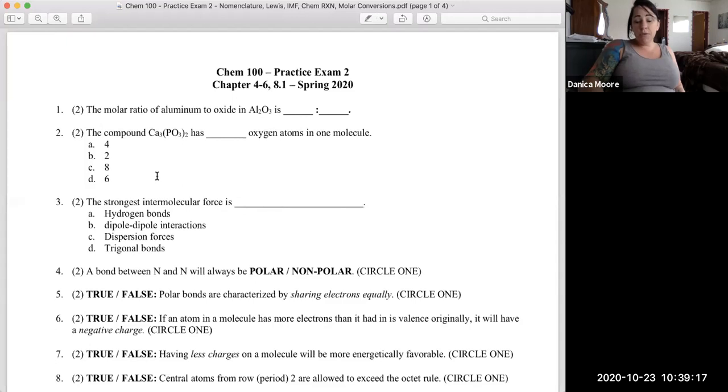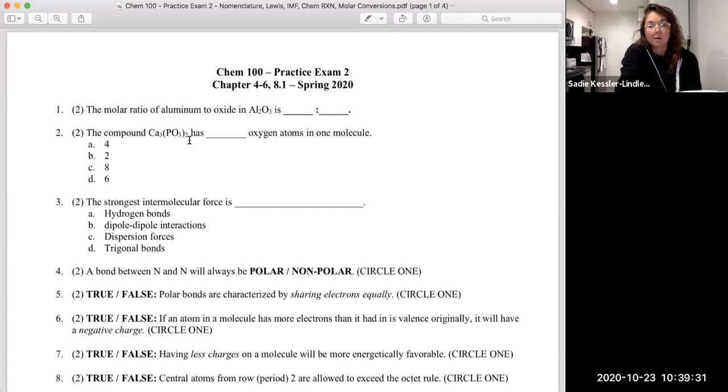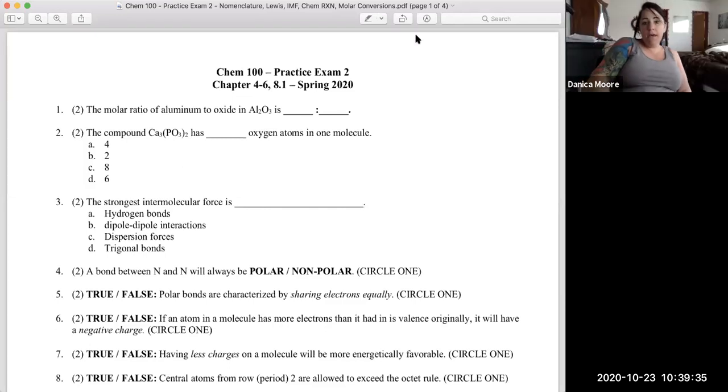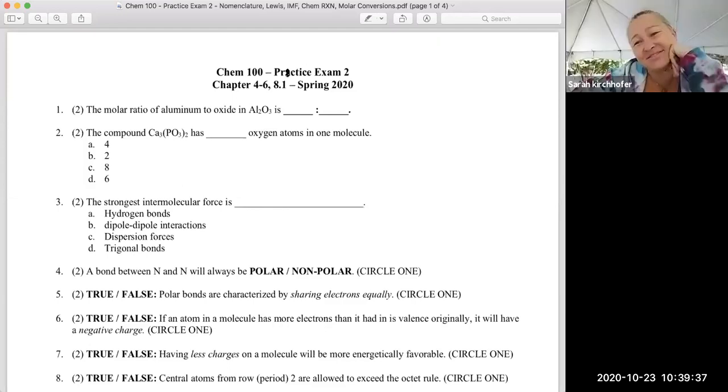So the next question is asking you for how many oxygen atoms this molecule would have, right? So how many oxygen atoms would this molecule have? 6. 6. Is everybody comfortable with how we find that? I am now.